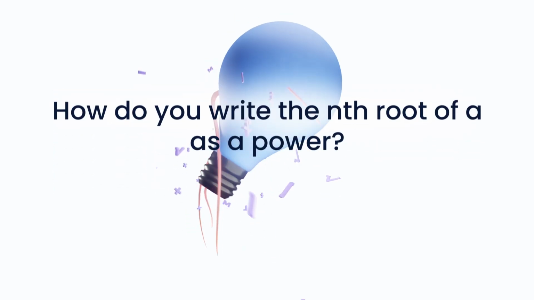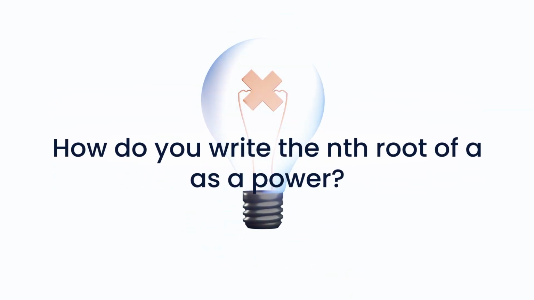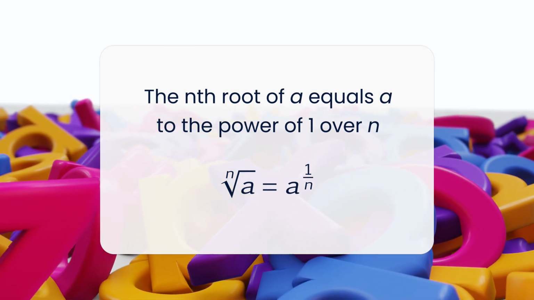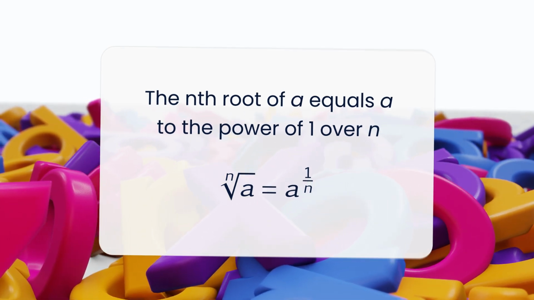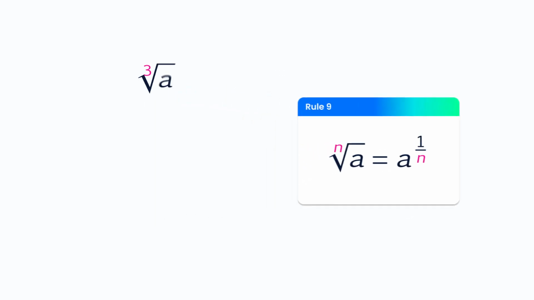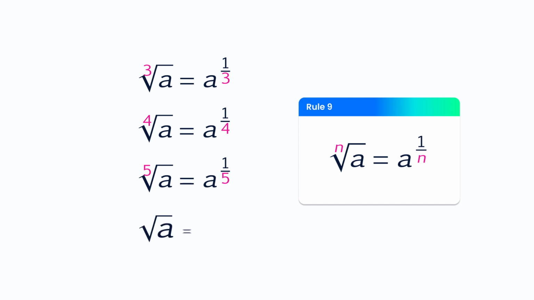How do you write the nth root of a as a power? The nth root of a equals a to the power of 1 over n. Let's refer to this as rule number 9. It's called the nth root because the rule works for all positive integers, like 3, 4, 5, and so on, not only 2. The square root is a special case of the nth root. But mathematicians don't bother to write the number 2 next to the root sign in that case.